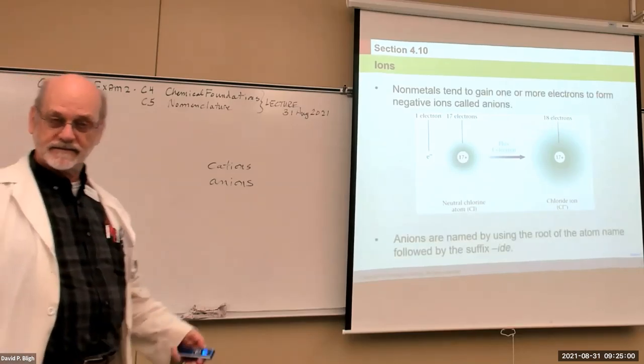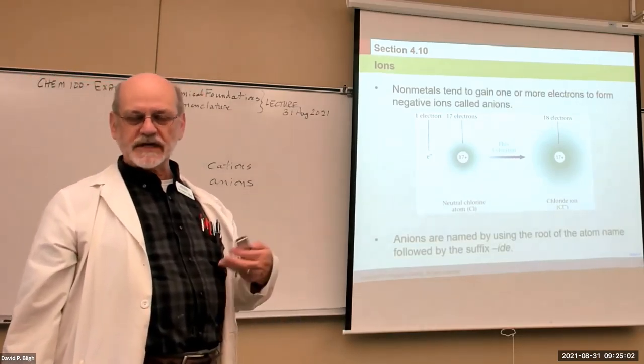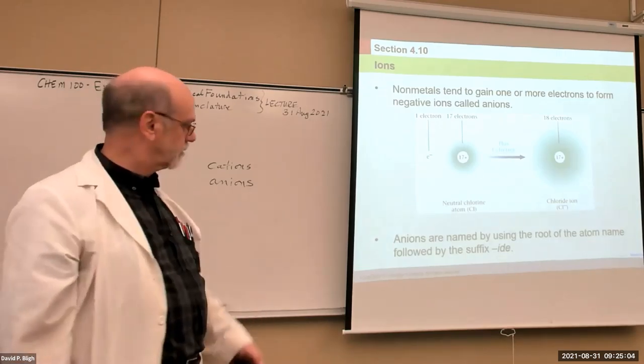So this chlorine is a good example. All the halogens tend to accept one electron.